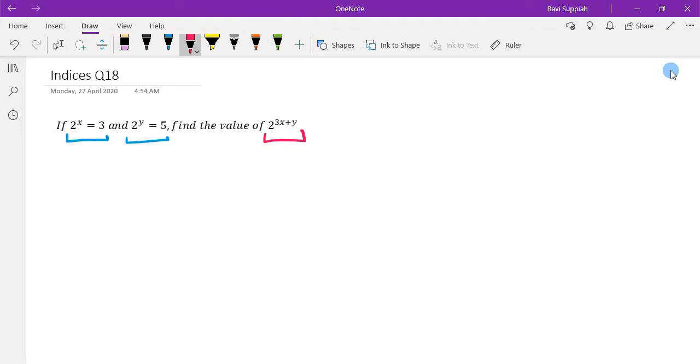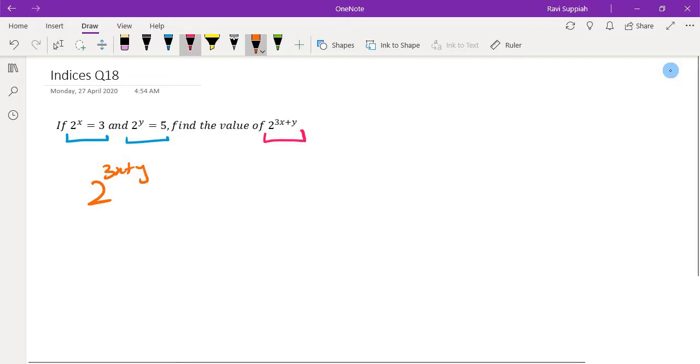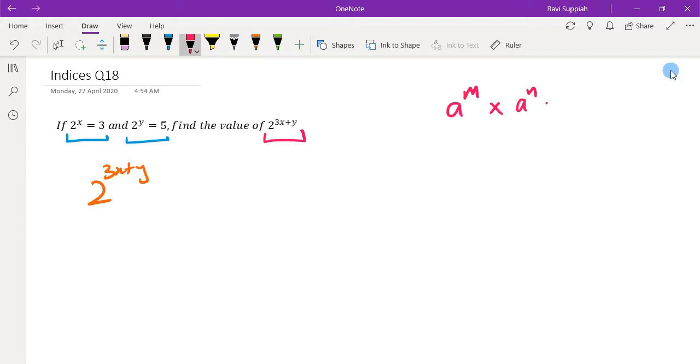Okay, so we need to apply our indices rules towards solving this question here. Okay, so let's look at what we have here. So 2 to the power of 3x plus y, and what are the indices rules I can apply? Since I have the addition at the power, I can go back to my rule that says that a to the power of m multiplied by a to the power of n is equal to a to the power of m plus n.